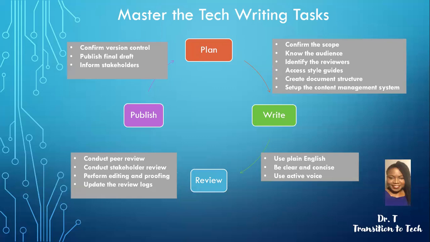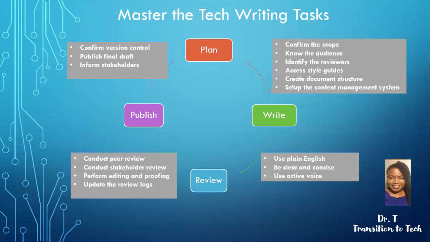Okay, step two is writing. So we talked about the tech writer's aim, which is really just to create documents that are accurate, up to date, accessible, and easy to comprehend for your intended audience. And that audience may have a technical background and expertise or not. So the best way to do this is to just write using plain English.